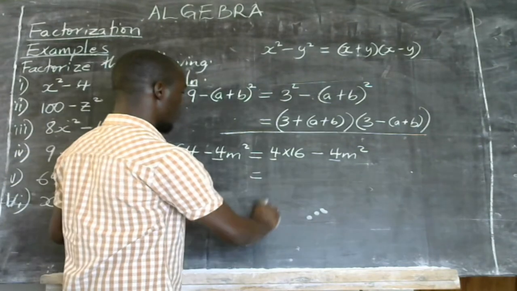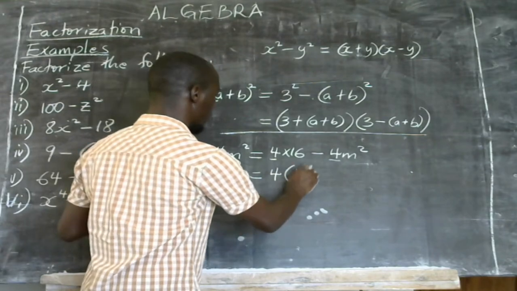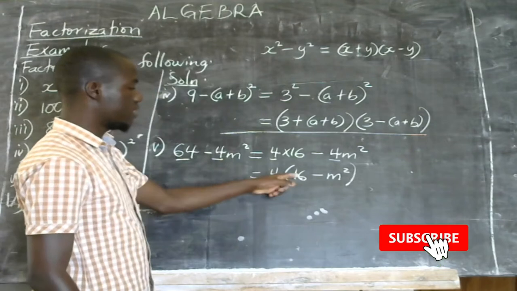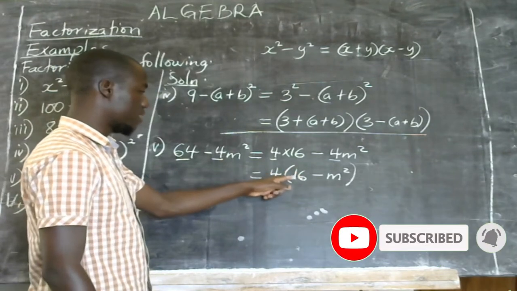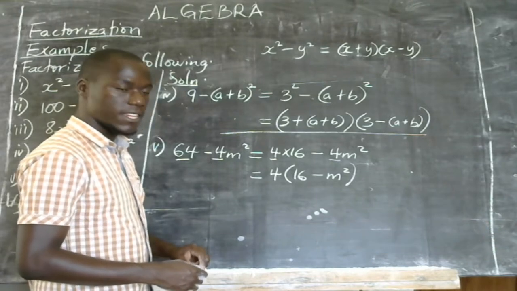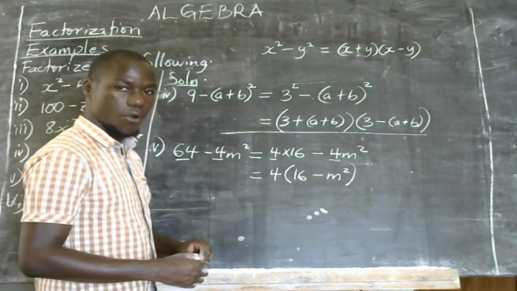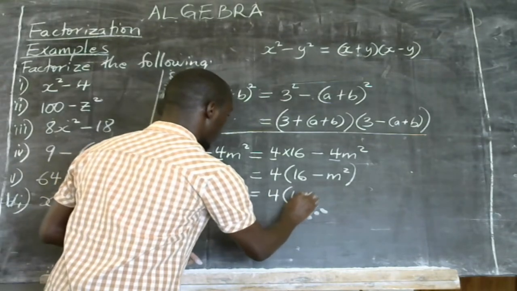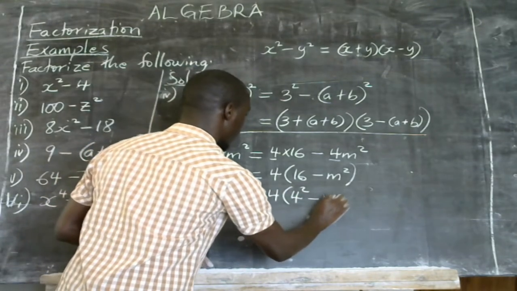This one is equal to the 4 into 16 minus the m squared. This 16, I'm going to write it as an index number, that is 16 is the same as 4 squared. So this is 4 into 4 squared minus m squared.